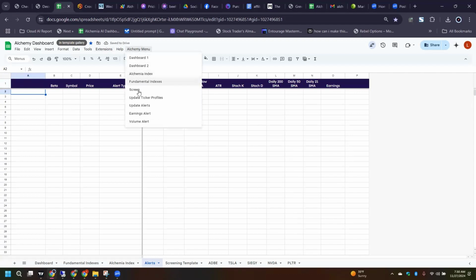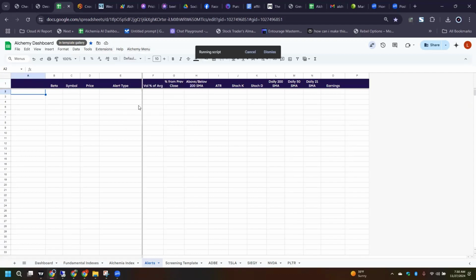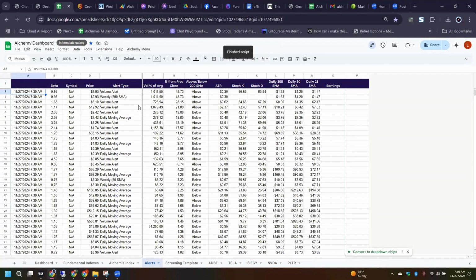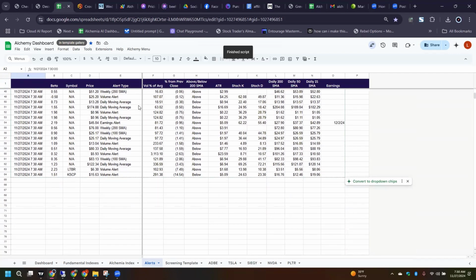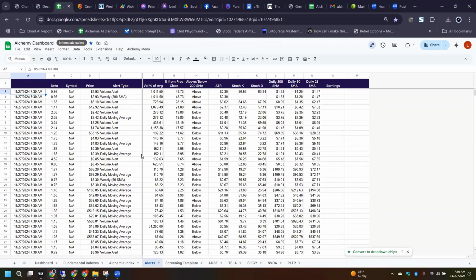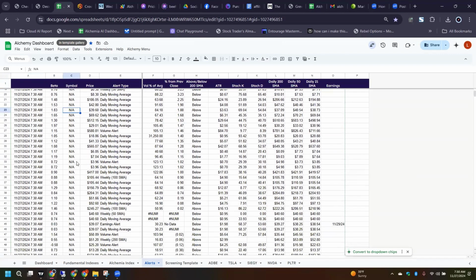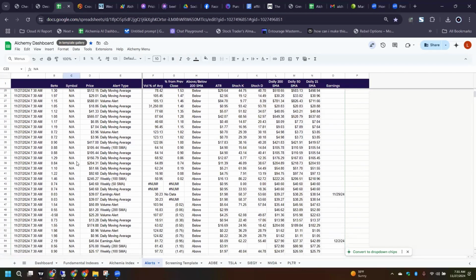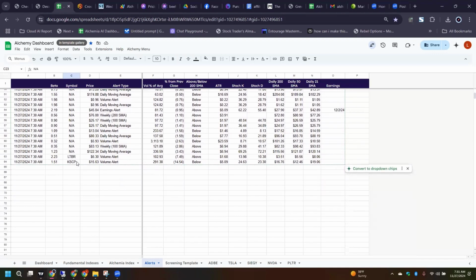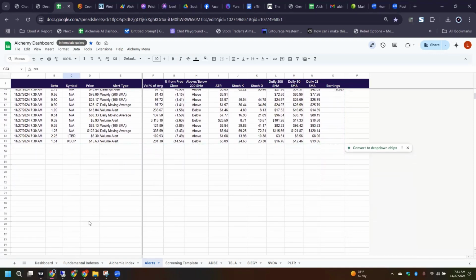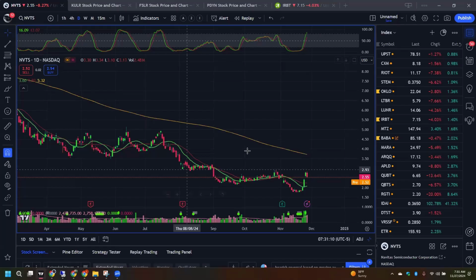Come up here to your Alchemy menu and just click Update Alerts, and it will start to produce alerts, or I should say print alerts for you in real time. Just that quick, about 5 to 10 seconds, we got 64 fresh alerts for the day. I don't know why that's populating NA, but anyway, the developer is working on it. He should be done with all of the glitches and fixes by Friday in preparation for our launch on Monday. So let's get into these charts really quickly.